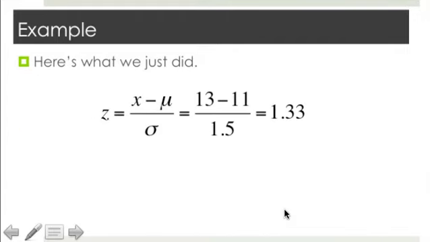And this is basically what we just did. We took a formula where we said, take a value that we care about, 13, subtract from it the mean of the random variable, which was 11, and then divide by the standard deviation of that variable. When we do that, we get 2 divided by 1.5, which is 1.33. This formula right here is really important because it tells you how to compute the z-score for a random variable if you know the mean of that variable and the standard deviation.